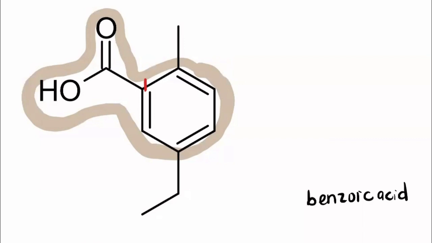Then we have to go in the ring clockwise or counterclockwise to see what gives the substituents the lowest number. In this molecule, we must go clockwise. So this is carbon 2, carbon 3, carbon 4, carbon 5, carbon 6. Because in the opposite direction, the ethyl group will receive a 3, while the methyl group will receive a 6. That is too high a number when we can give it 2 and 5. So at 2, we have a methyl. At 5, we have an ethyl group.